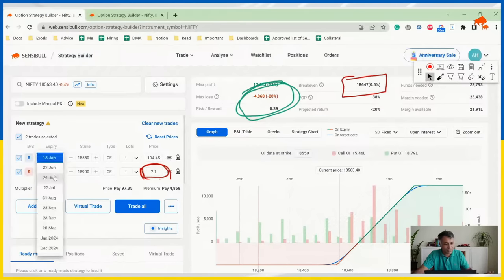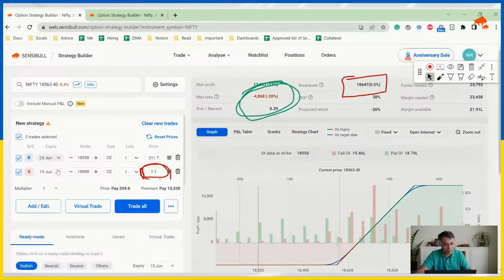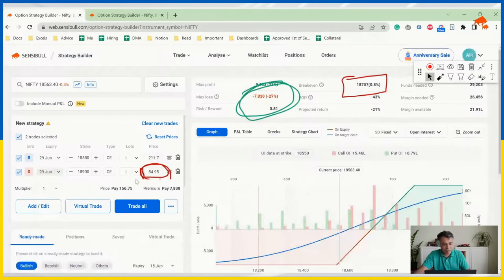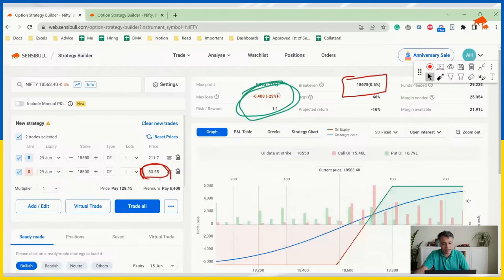Whereas if you look at 29th June, it is making much more sense, because the cost is significant, right? It's 25% of your outlay. Look at this spread, right? 29th June. It's 50 rupees worth, the 18,900 call. So this is significant. You're saving quite a lot of money. If you do the 18,800 spread, again, that's significant. Almost a third of your cost is saved. But far away, it doesn't make sense, right?